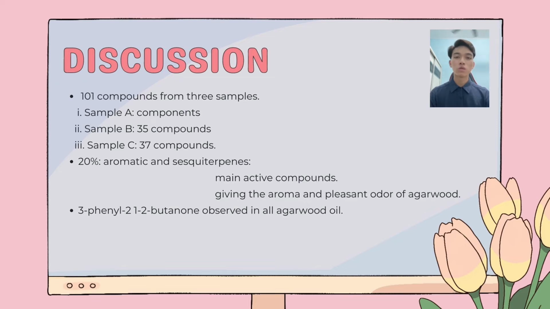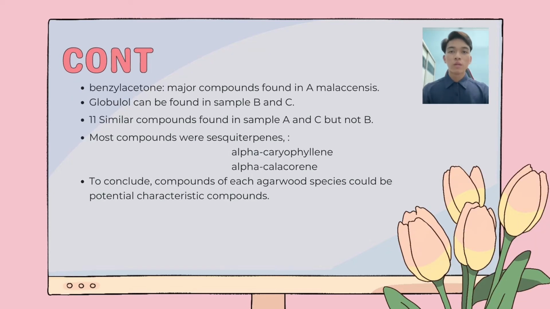About 20% of the compounds identified were aromatics and sesquiterpenes, which have been revealed to be the main active compounds of agarwood oils. These main active compounds play important roles in giving the aroma and pleasant odor of agarwood. 3-phenyl-2-butanone and alpha-cubebene, which has a waxy herbal odor type with medium odor strength, were commonly identified in all three samples of agarwood oils.